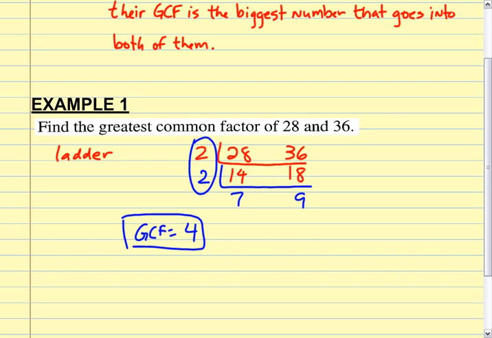We're going to use this same method tomorrow to find the least common multiple. You know what least common multiple means? It means what's the smallest number that 28 and 36 both go into? How would I find out the smallest number that 28 and 36 go into? Using the ladder method.